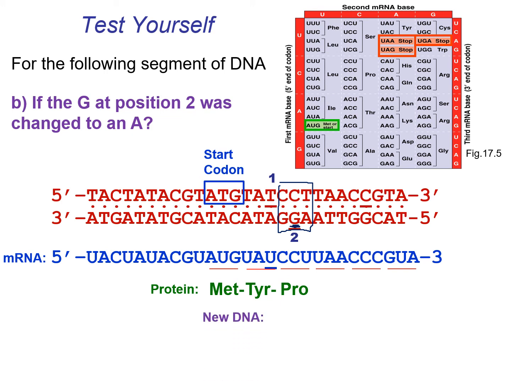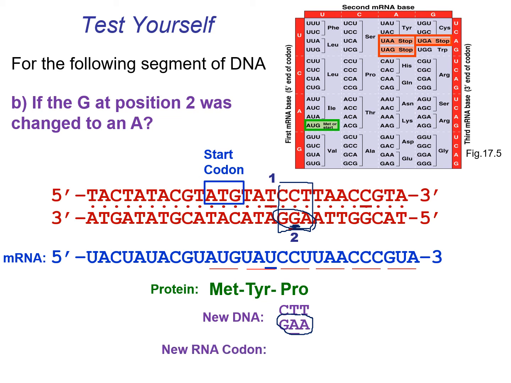What is our new DNA going to look like? Well, I'm looking at that bottom strand. The question says change the G to an A. So I'm changing this bottom strand. Instead of a GGA, it's a GAA. That means the top strand is now going to be a CTT instead of a CCT.